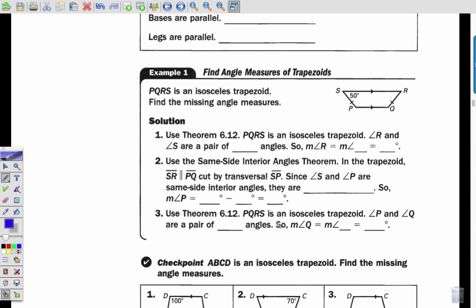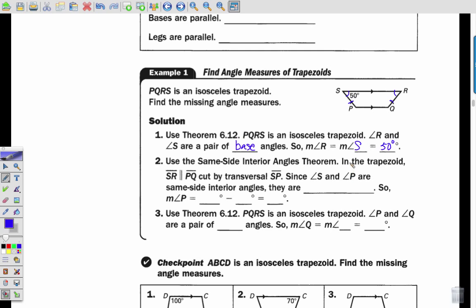And here's an example. PQRS is an isosceles trapezoid, so then we know that these two legs are congruent and the base angles are congruent. Find the missing angle measurements, so we have to find all of these. Because it's an isosceles trapezoid, angle R and angle S are a pair of base angles, right? So the measurement for R has to equal the measurement of angle S, and therefore both of them are 50 degrees.